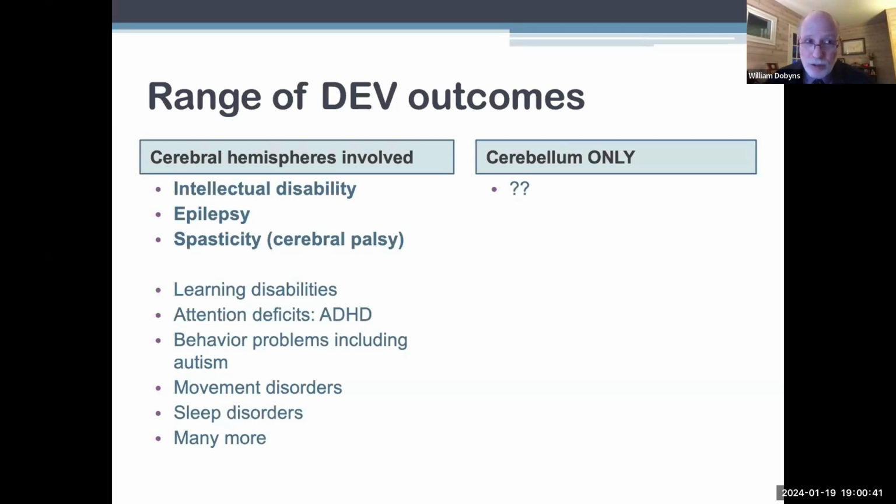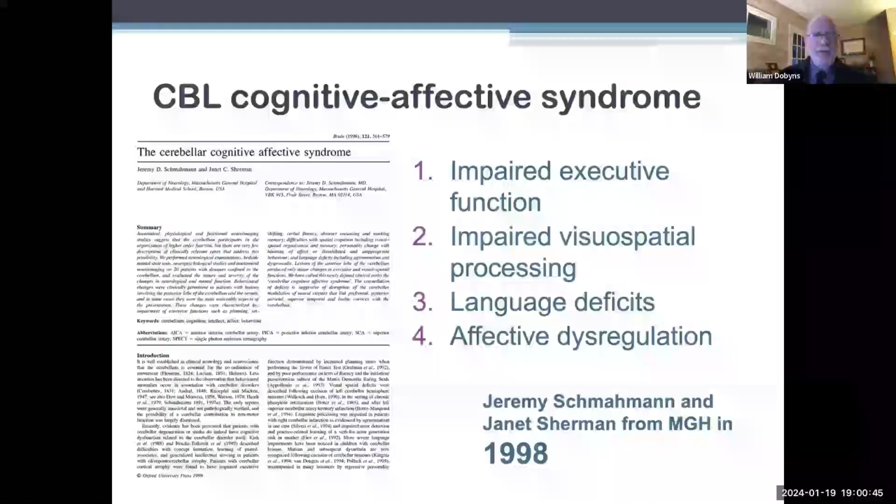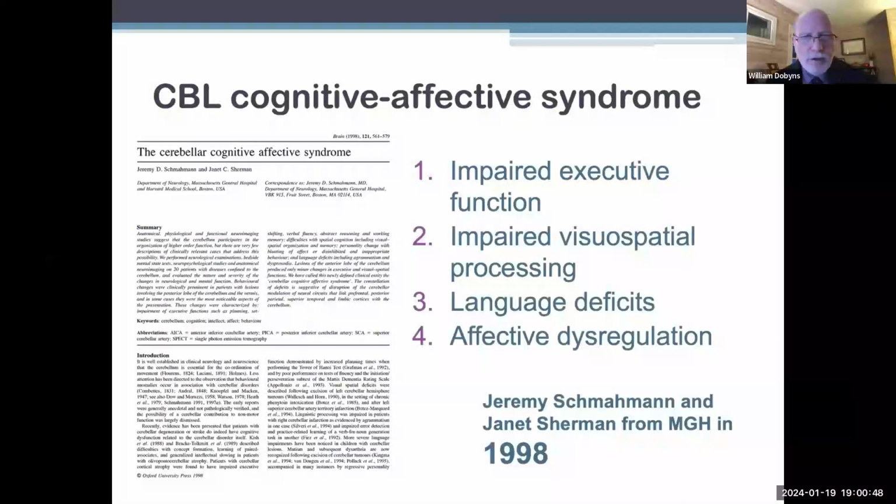Well, sometimes those children are normal, unexpectedly, but more often, they have what is called the cerebellar cognitive affective syndrome. This syndrome was first defined by doctors Jeremy Schmahmann and Janet Sherman from Massachusetts General Hospital in this important paper published in Brain in 1998. Their data came mostly from adults, mostly adults with either brain cancers or brain injuries, but they do have a few with developmental disorders.